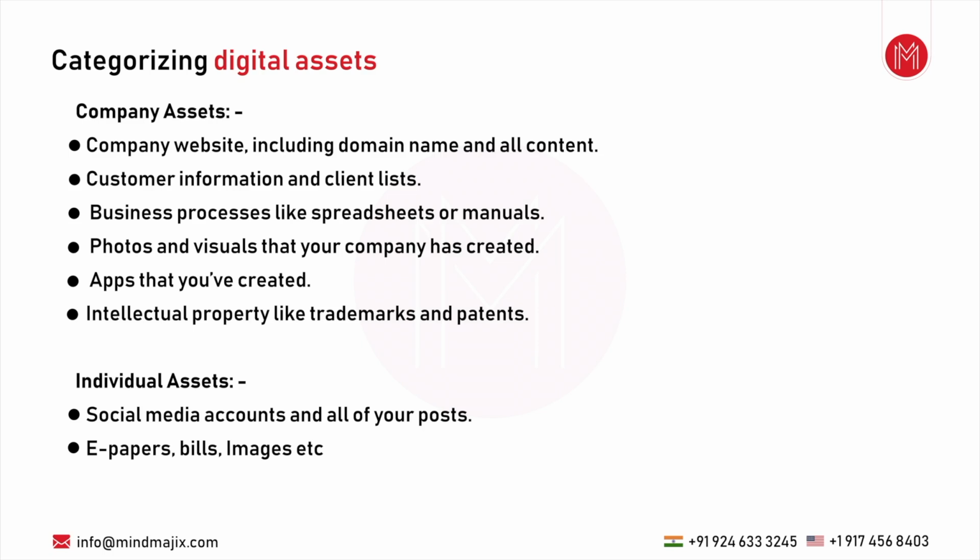Now, coming back to the topic, categorization of digital assets. I've mentioned a few steps that can be used to enumerate what is the company's asset and what is an individual's asset. Company assets could be their website, including their domain name and all content of the website, customer information and client list, business processes like spreadsheets and manuals, photos, visuals of that company, logos, applications that they have created, and intellectual property like their trademarks, patents, copyrights, anything.